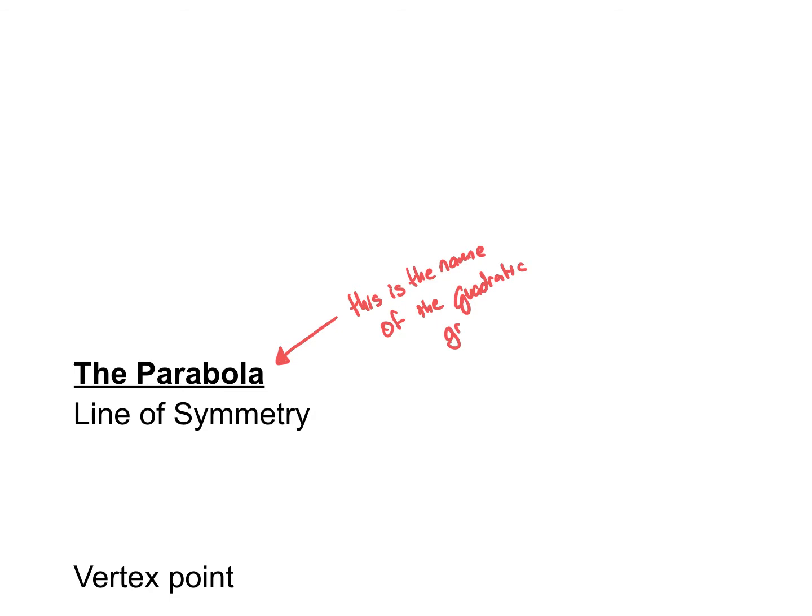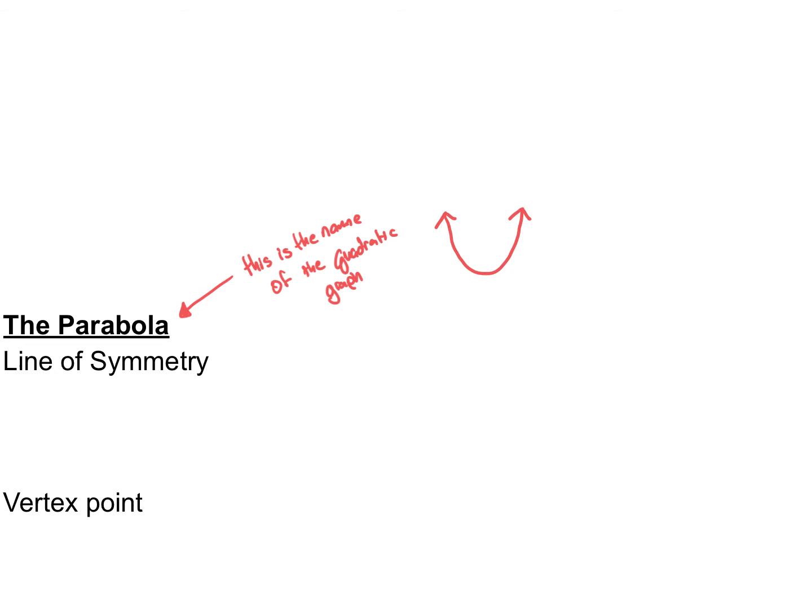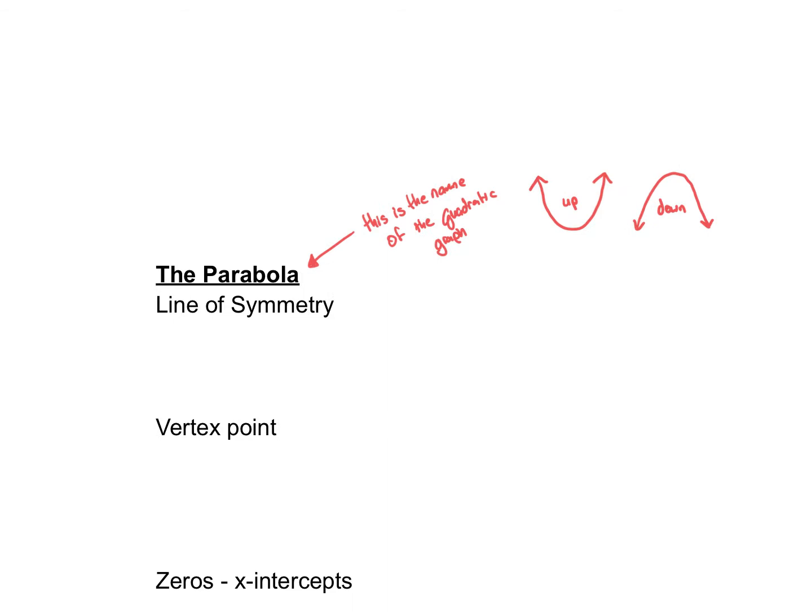It's called a parabola, right? A parabola is a U-shaped graph. It could be U up, or it could be U down. So it could be facing up, or facing down, or opening up or opening down, however we want to say it. It's going to be one of those two U-shaped graphs. That is what the parabola is that we're doing. Okay? So let's talk about some characteristics of the parabola.